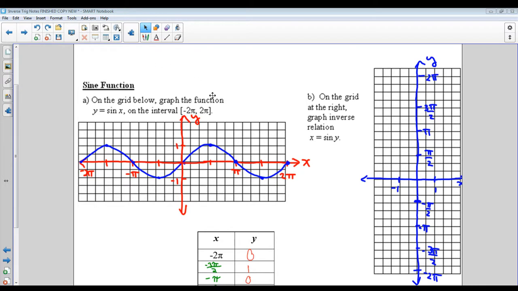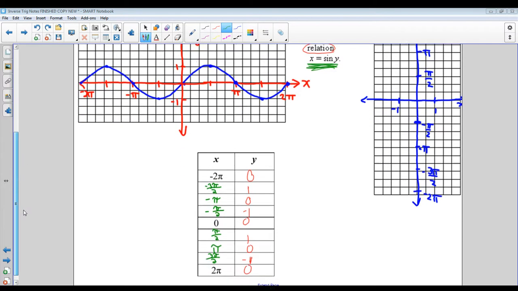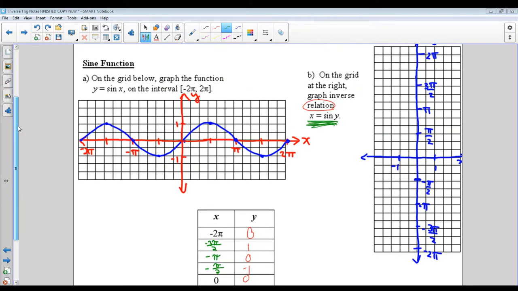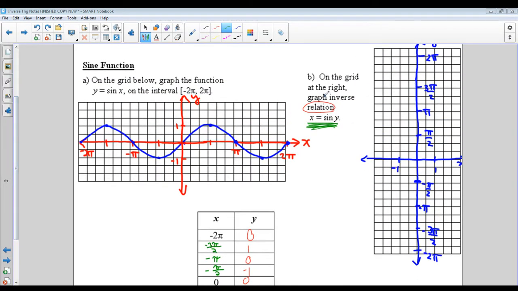What I would like you to do is graph the inverse relation. Notice I didn't use the word function there. We're going to talk about that next time. I want you to graph the relation x equals sine y. So really all we're going to be doing is flipping the x coordinate with the y coordinate, switching the domain with the range, switching the input with the output. So instead of the point negative 2 pi, 0, which is right here, on the inverse, we're going to be graphing the point 0, negative 2 pi, which is right there.